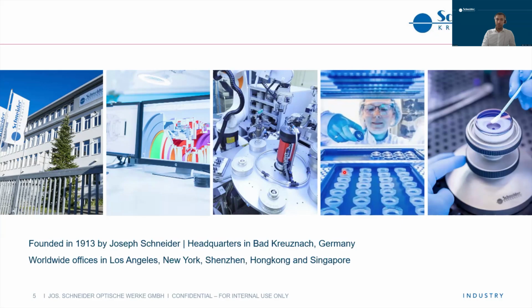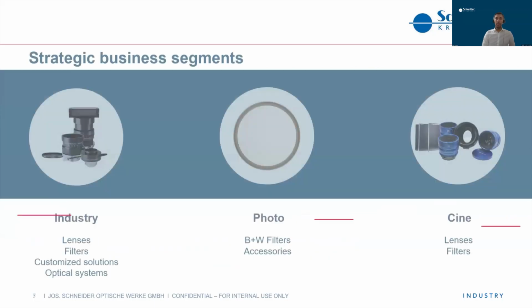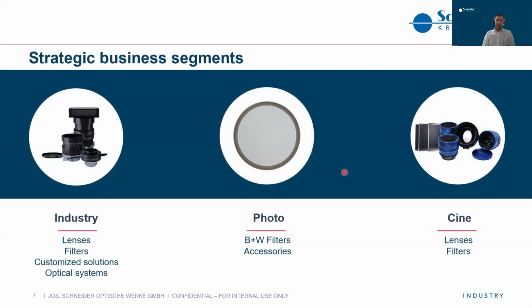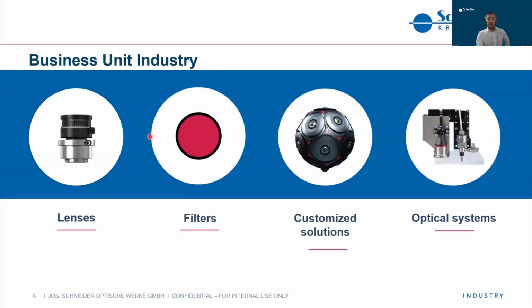Schneider-Kreuznach is a pretty old company, founded more than 100 years ago in 1913 by Josef Schneider, and our headquarters is in Germany in Bad Kreuznach, so hence the name Schneider-Kreuznach. We have a few offices in America and in Asia. We have three business units. I'm part of industry, and in industry, we are developing what most people know about us, standard lenses and standard filters, but actually most of our business is in customized solutions and optical systems.